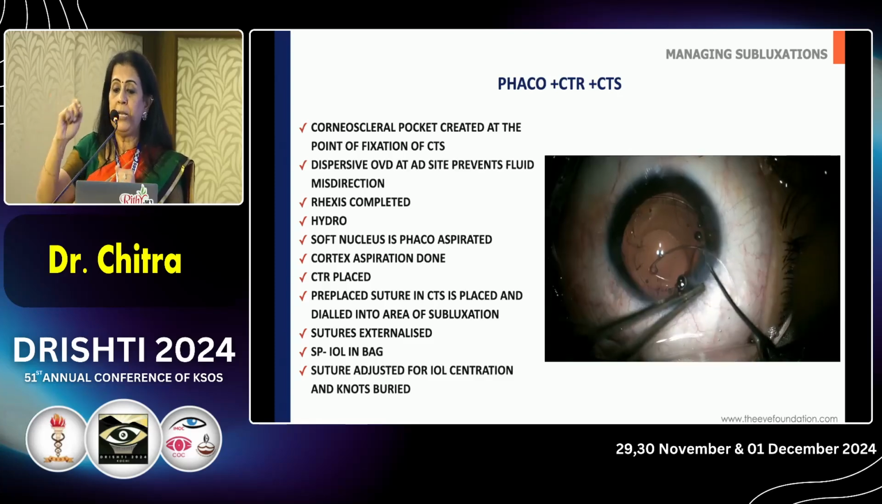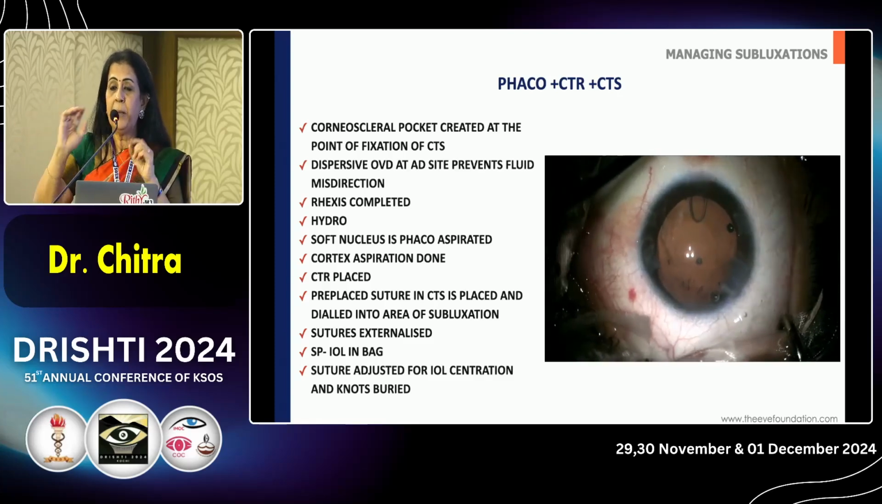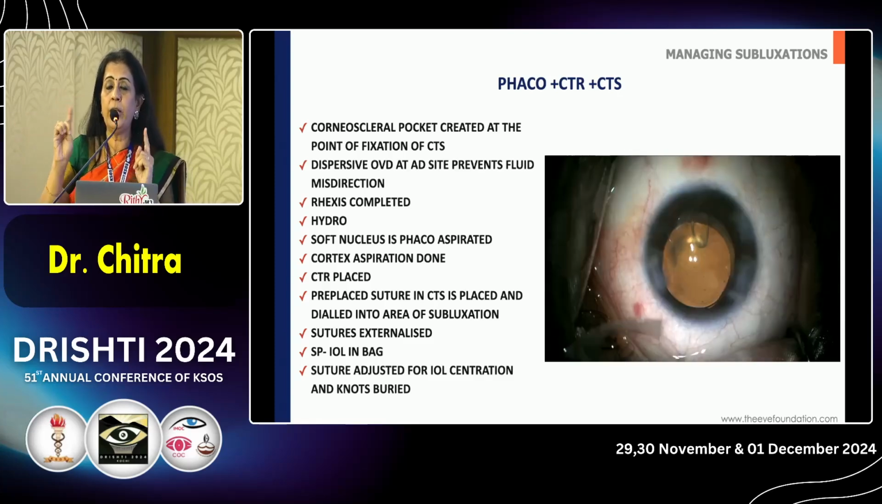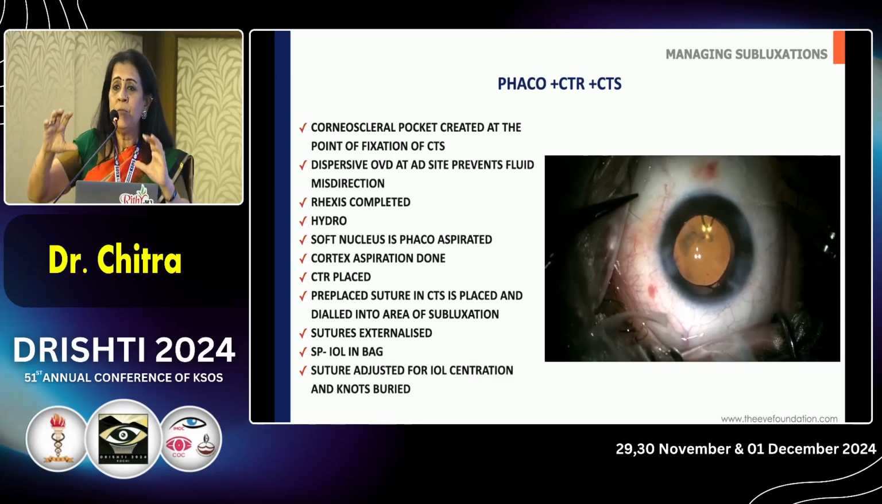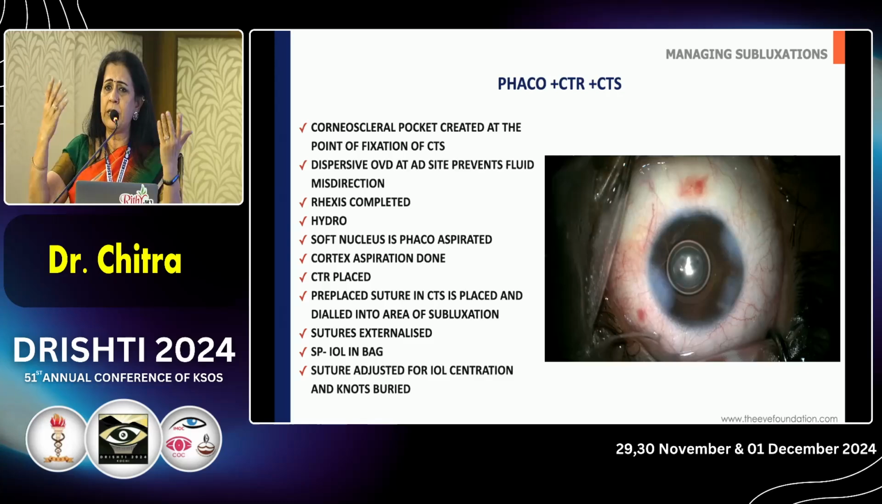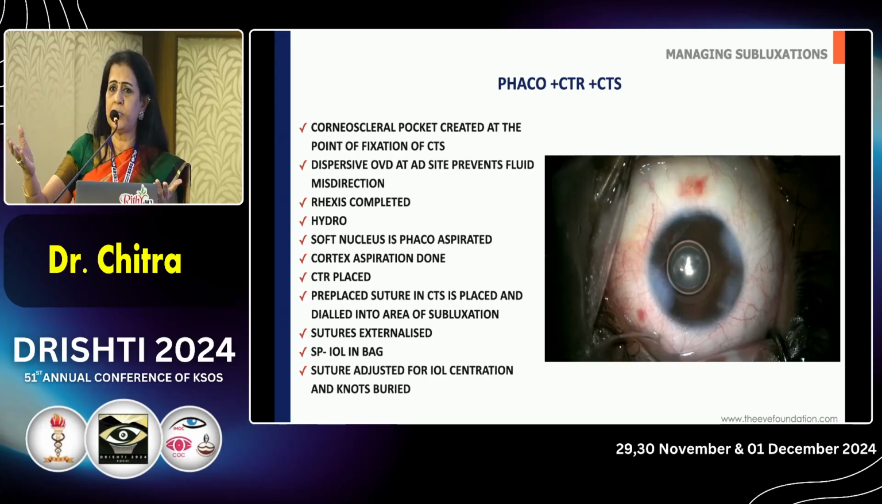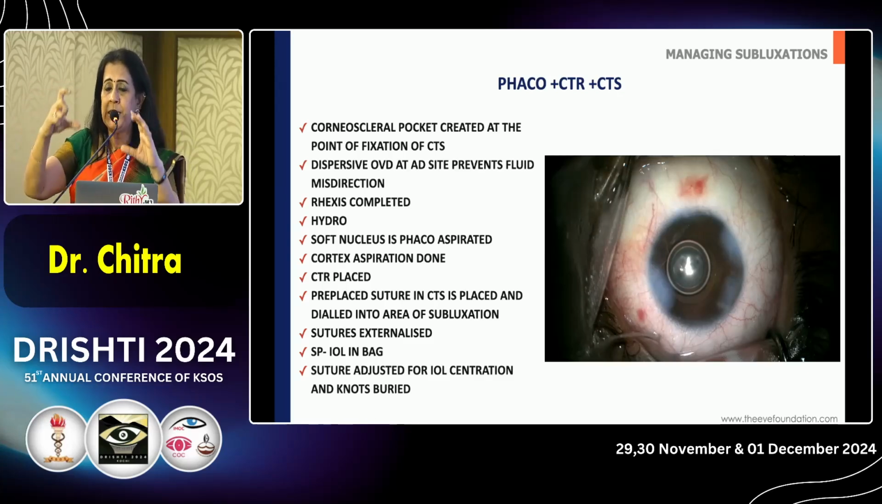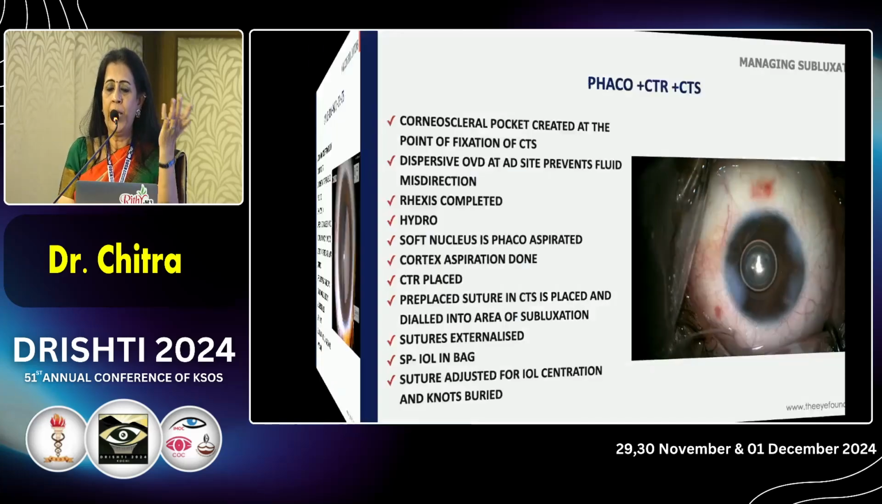And now I place my CTR, but I'm placing my Ahmed segment too. Now, why do I place my Ahmed segment here? A CTR would have been enough because this is not a progressive zonulopathy, it's just a coloboma with an absence of zonules there. But by placing the CTS, that asymmetric bag contracture which could happen later has been avoided.